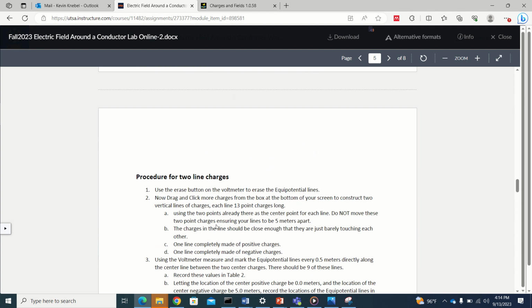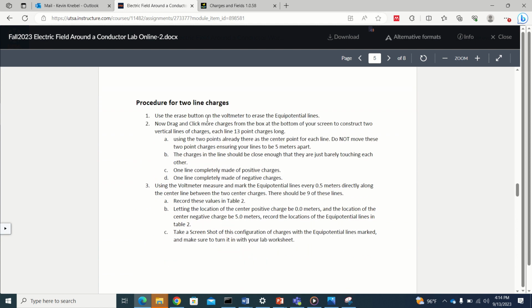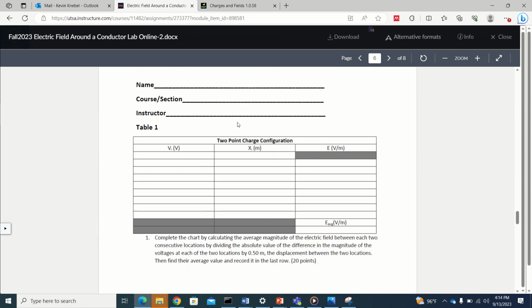The second part is they're going to want you to look at 2 line charges or 2 parallel plates, and I'll show you how to do that correctly. Students usually make little errors each year, so I'm going to try to make it a little clear for you. And then, just like last week, you're going to have your worksheet.